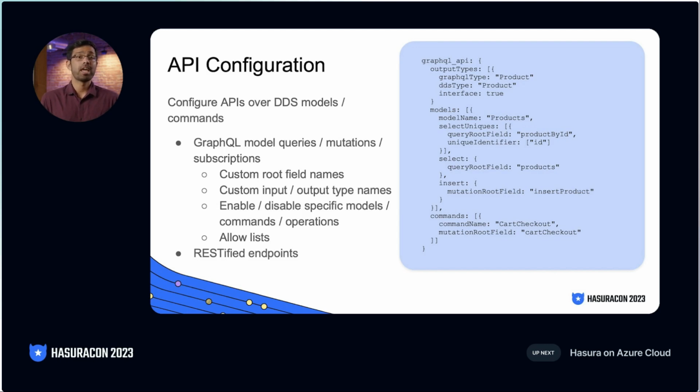Anything that is specific to an API format, like GraphQL or RESTified endpoints, is isolated to this part of the configuration, leaving the rest of OpenDDS agnostic of any target API format. That's it. There's a lot more to OpenDDS than what was possible to cover in this talk.